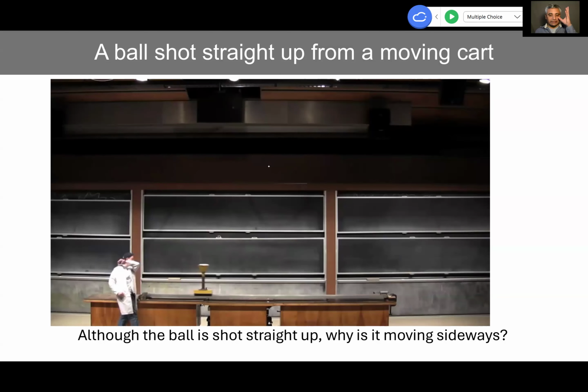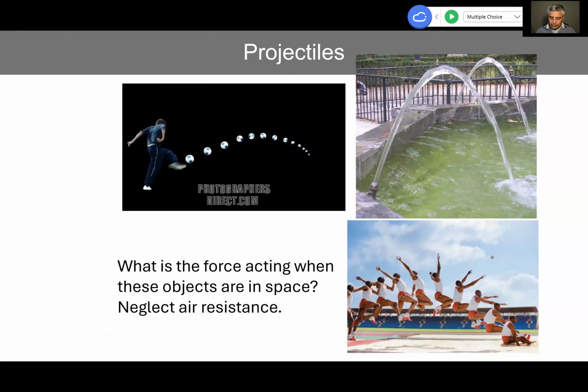The reason is simple. When the ball left the cart, it was moving horizontally as well, with the same velocity as the cart. So it's like two cars driving with the same velocity in two side-by-side lanes. They are always together. But this ball goes up and down because it also has velocity in the vertical direction, so it is also acting like a free fall. All of these are examples of projectile motion.